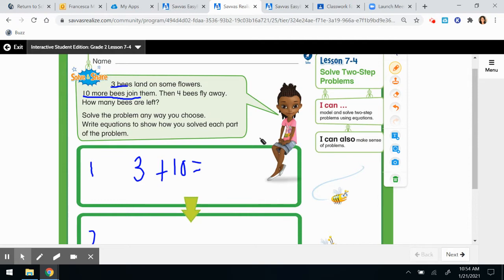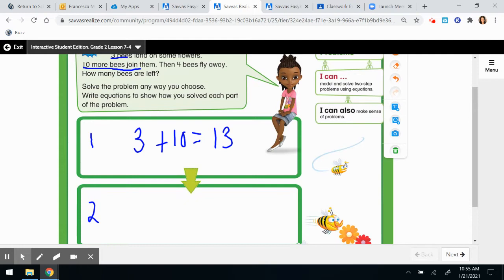We should know what 10 plus 3 is. That's 13. All right, so how many bees do we have? Right now, we have 13 bees in all. Most of the time, in a two-step problem, we're going to have to use this number as the first part of the second equation. So I know my next one is going to start with 13, because that's how many bees there are. I have 13 bees, and now 4 of them fly away.